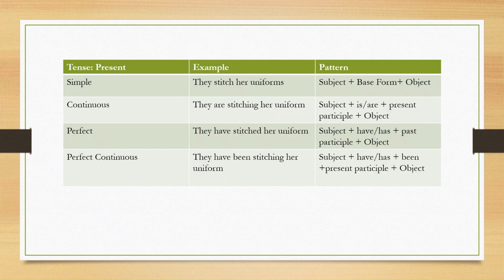Simple present. They stitch her uniforms. Subject plus base form plus object. Continuous. They are stitching her uniform. Subject plus is, are plus present participle plus object.